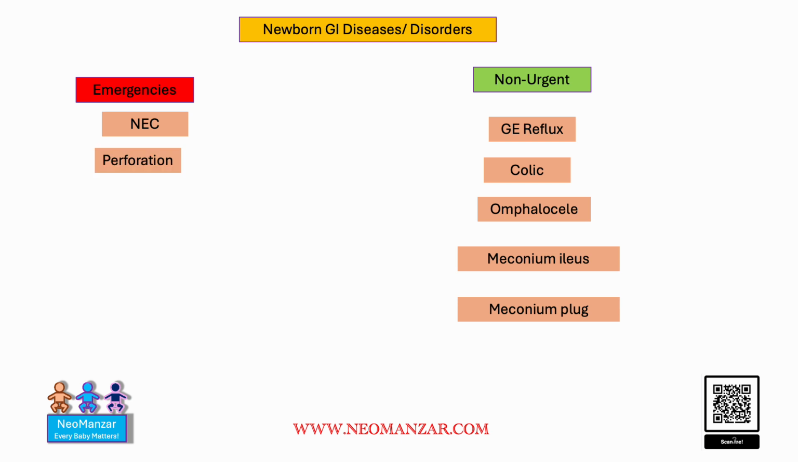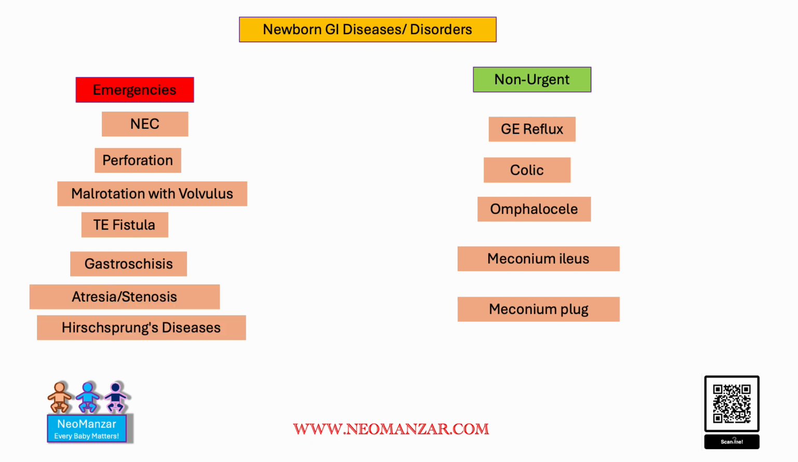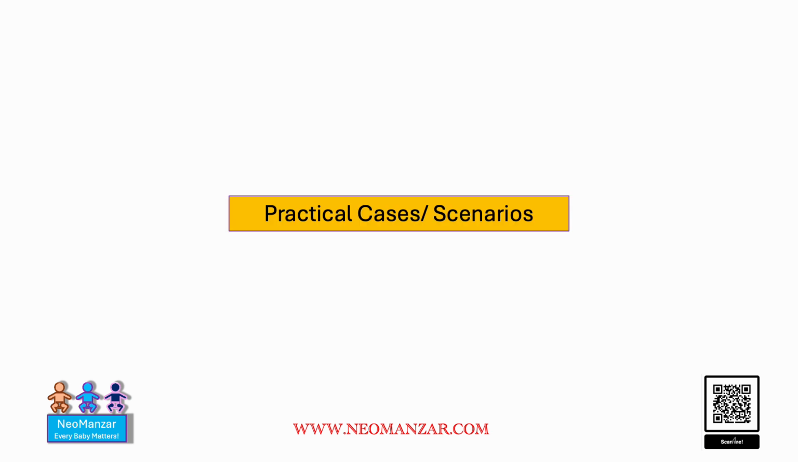The basic emergencies are necrotizing enterocolitis, abdominal perforation, malrotation with volvulus, TE fistula, gastroschisis, atresia and stenosis, Hirschsprung disease, and of course imperforate anus. So let's start with certain cases to learn together.